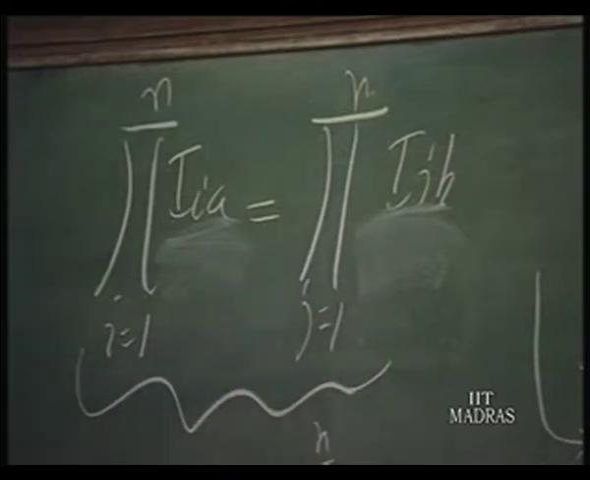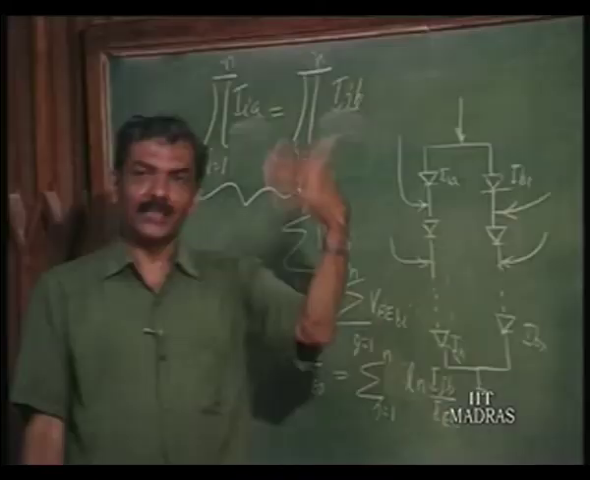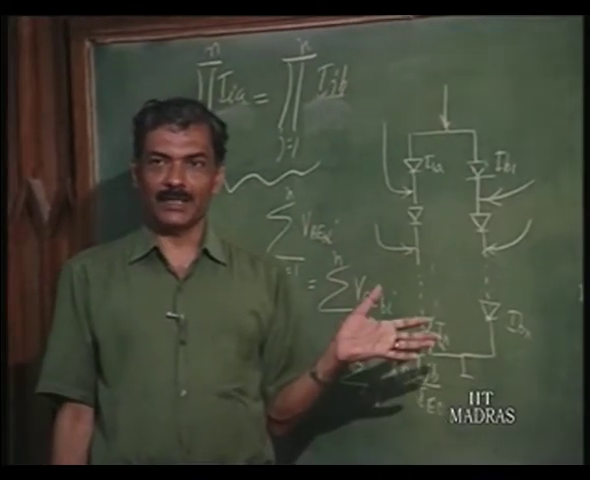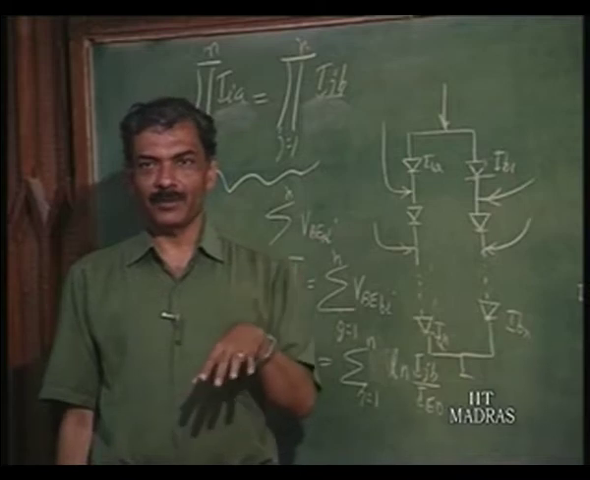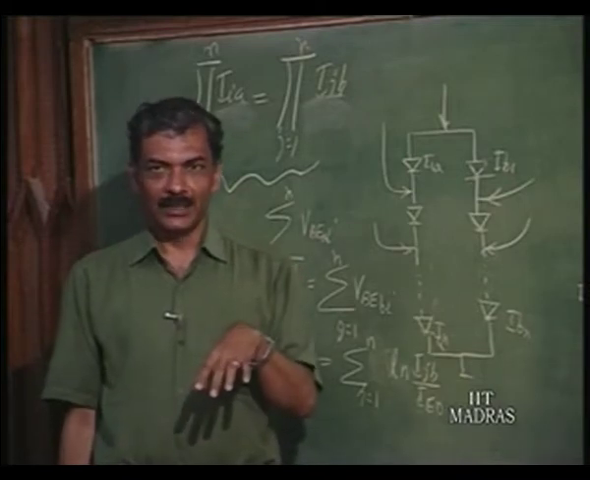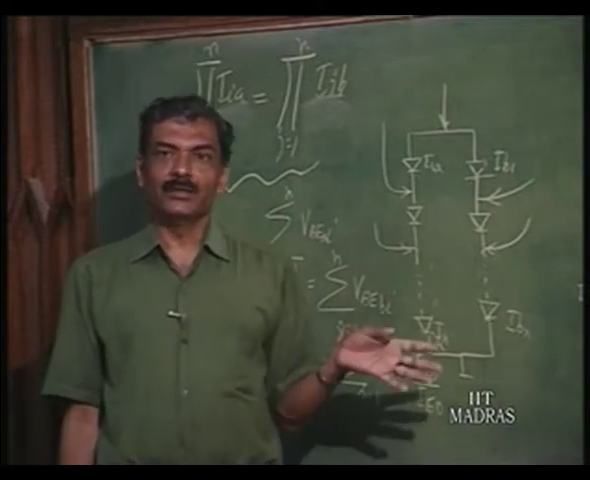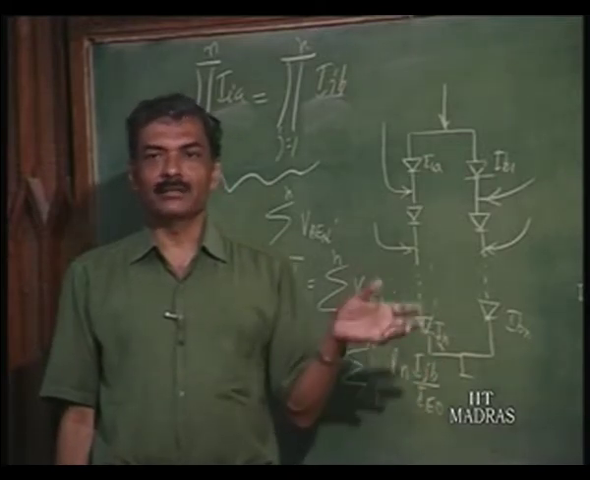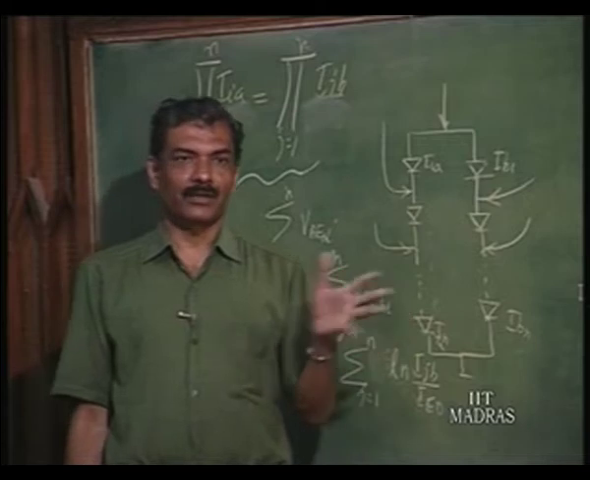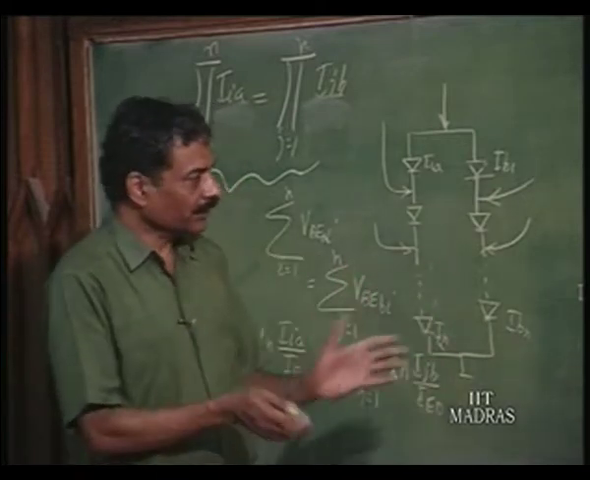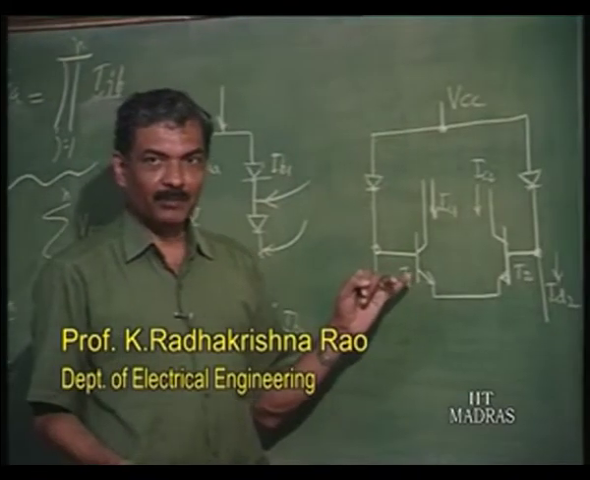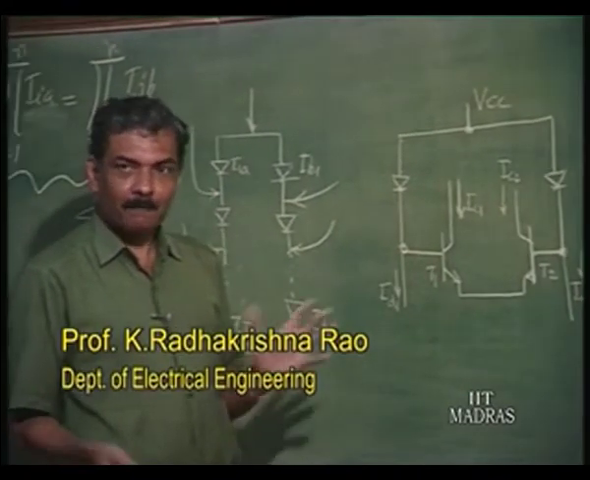What it simply says is, if there is any closed loop formed of n number of diodes forward biased in the clockwise direction and n number of diodes forward biased in the anti-clockwise direction, then the product of the currents flowing through the clockwise diodes will be equal to the product of the currents flowing through the diodes in the anti-clockwise direction. Let us apply it simply to, for example, a current mirror.